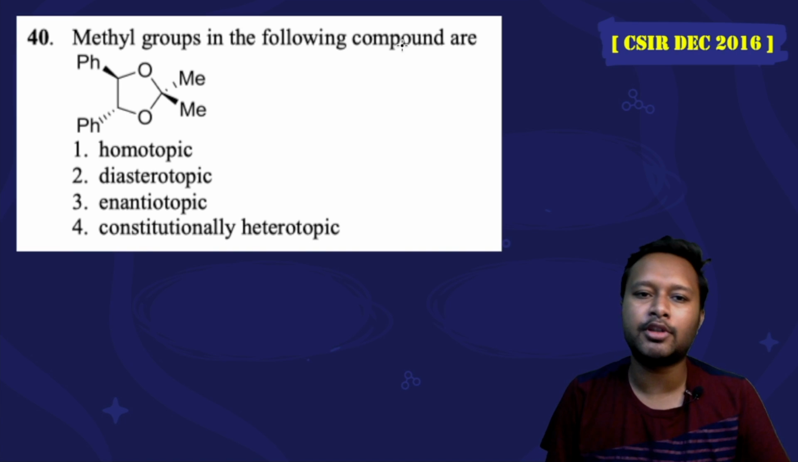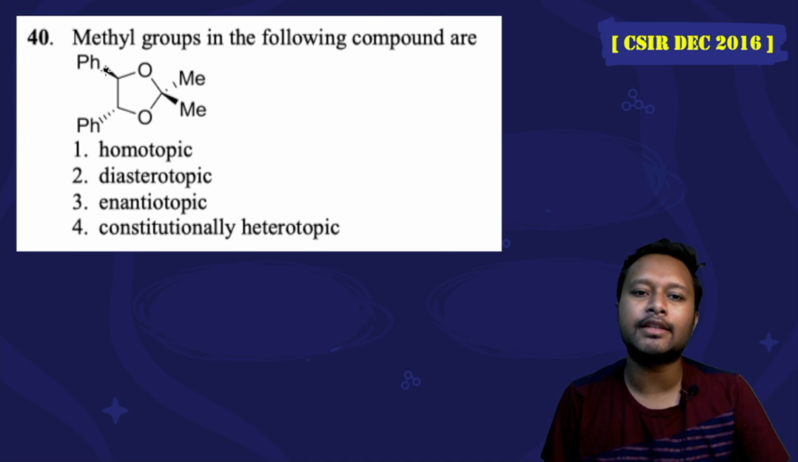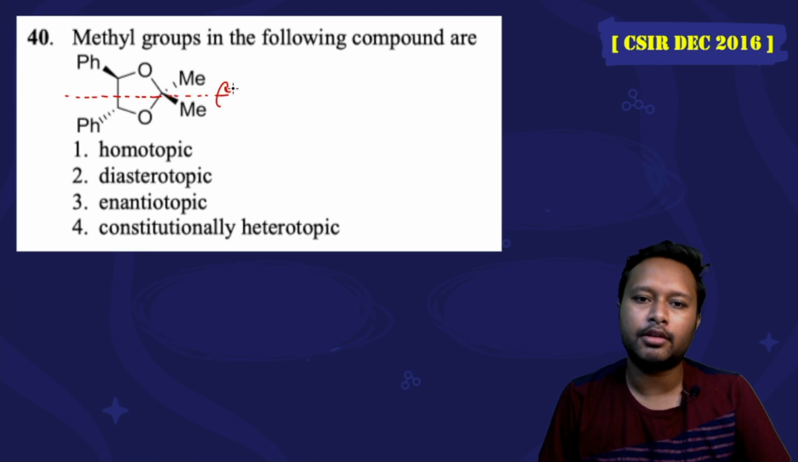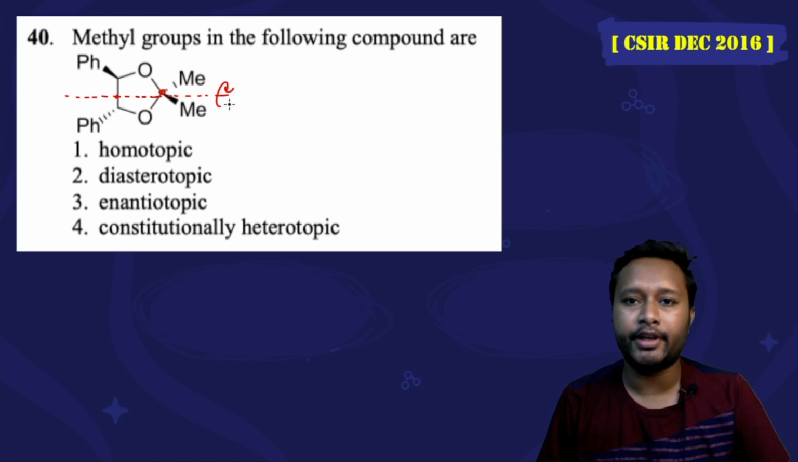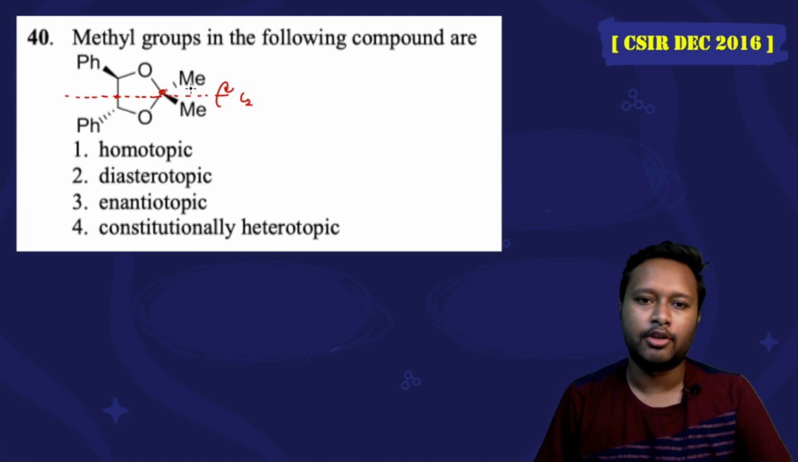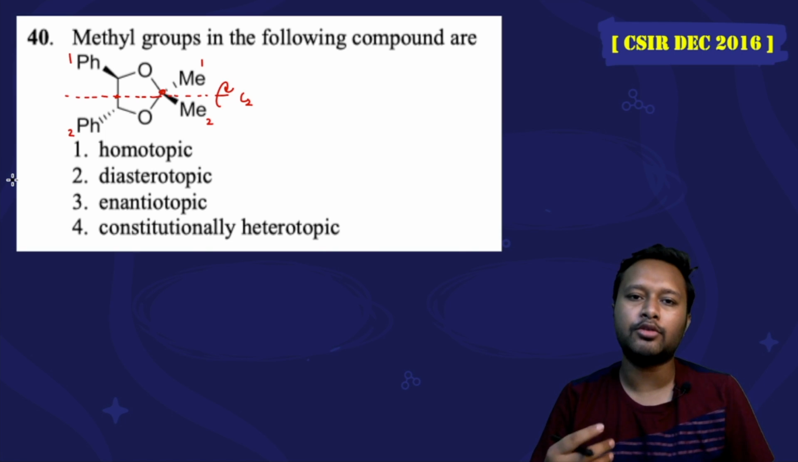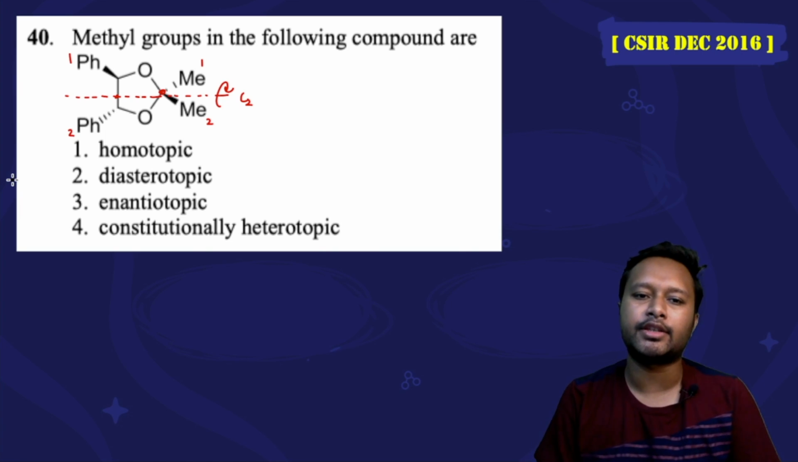For this particular question, we'll see that in this molecule there is an axis of rotation. That axis of rotation will pass through this carbon here and the center of the bond between these two carbons. If you rotate it along this C2 axis, you will see that these two methyl groups, if this is methyl group 1, this is 2, if this is phenyl group 1, this is 2, are going to interchange their places, and that's why the molecule becomes homotopic.